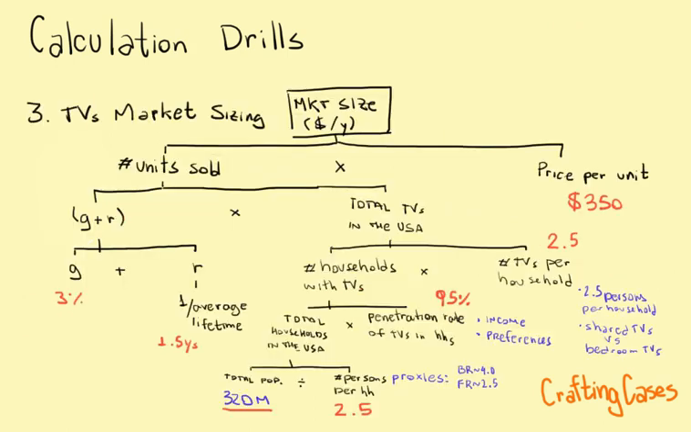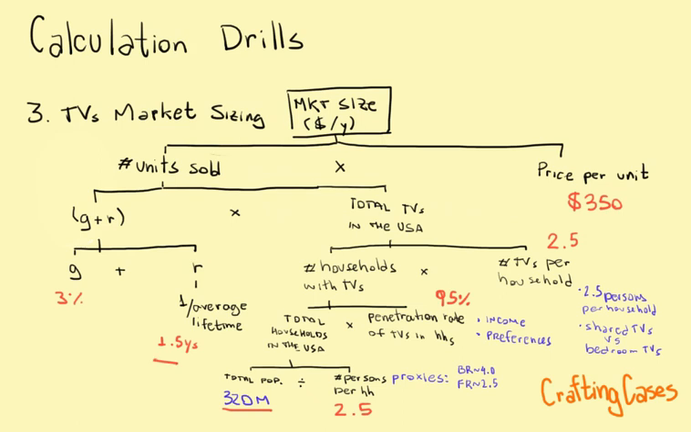Here we have a market sizing estimation tree. This is a tree structure that I use to estimate the market size for televisions in the USA. And all of the assumptions are here already, all of the calculations are here already, all I have to do is calculate them. So let's go. I want to start from left to right.